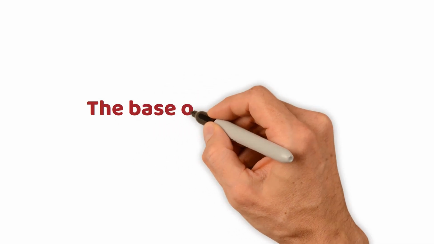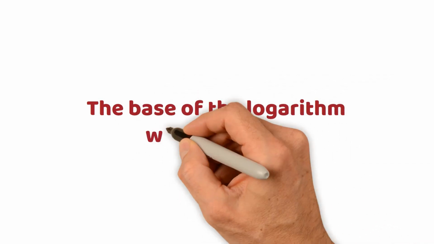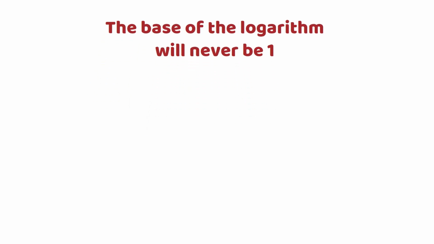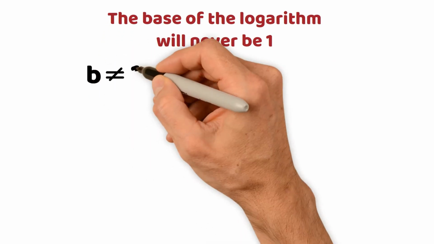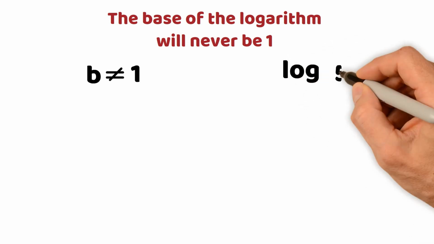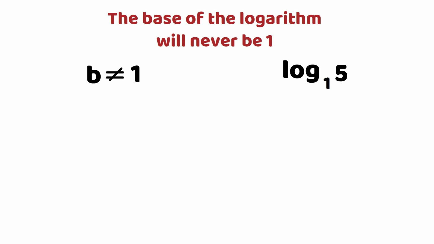Before we move on, a couple of caveats. First of all, the base of a logarithm is not going to be 1. So in our example, where b is the base, b is not equal to 1. We're never going to come across a problem such as the logarithm of 5 with a base of 1. The reason for this is that the logarithm just won't exist. Logarithm of 5 with a base of 1 is the solution to the problem 1 to the question mark equals 5.